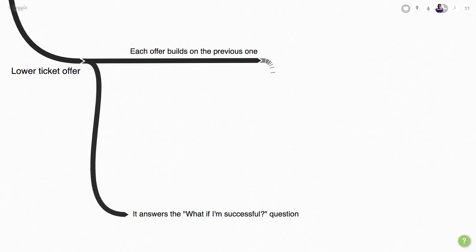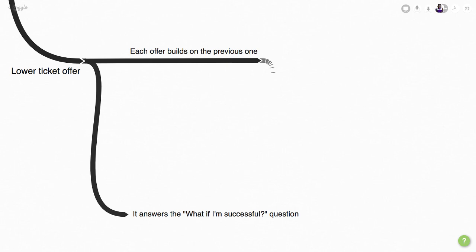Now the key here is that each offer has to build on the previous one, meaning your free offer is directly in line with your lower ticket offer, which is directly in line with your higher ticket offer. The Gain More Clients Challenge is geared towards people who want to get coaching clients. The paid offer is geared towards people who want high ticket coaching clients, but they still want coaching clients, right? The next offer, which is You've Got Clients, is for people who want an automated process to get coaching clients. But you notice that at each step, it's get coaching clients, get coaching clients, get coaching clients.